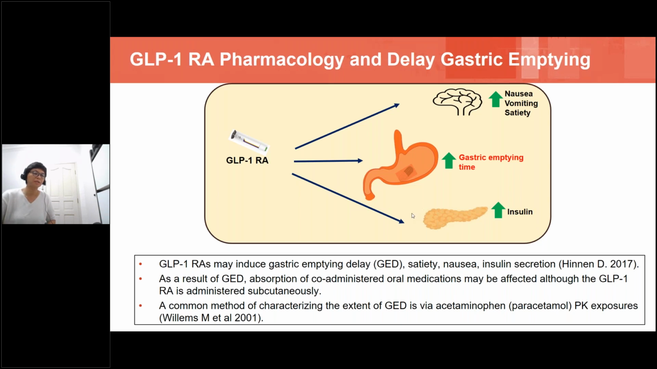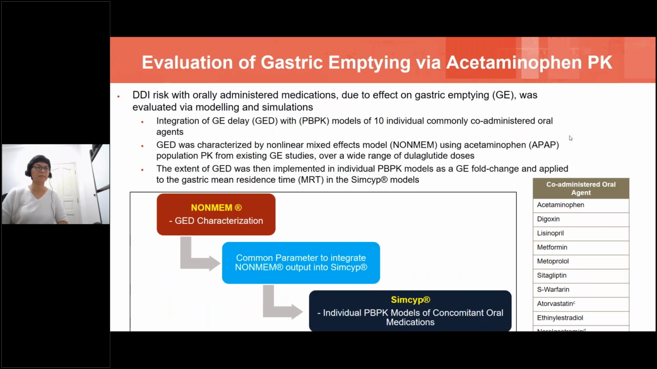And of course, one of the other more important effects of GLP-1 receptor agonists is directly on the pancreas. They mediate a glucose-dependent increase in insulin secretion. So let's go back and focus on gastric emptying time. A method that's commonly used to understand gastric emptying time for GLP-1 receptor agonists is acetaminophen PK profiles. And I'll talk a little bit more about that in the next slide.